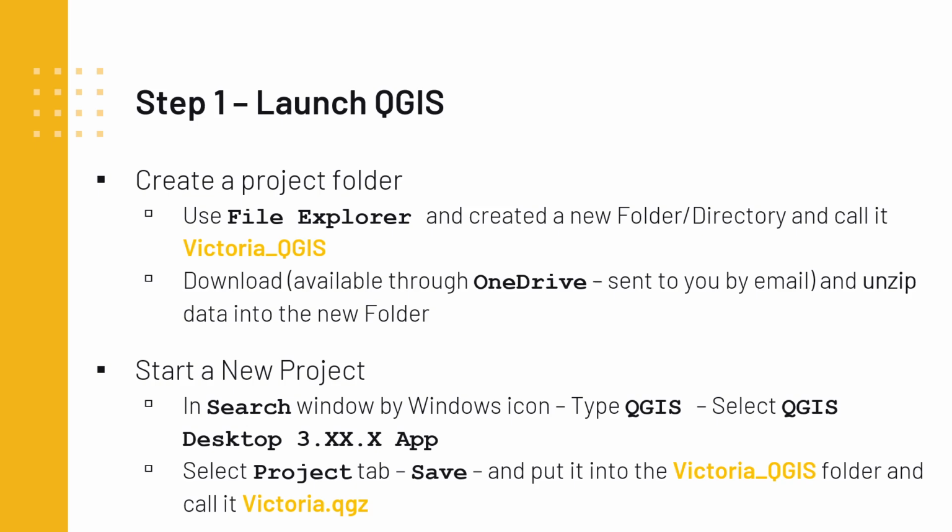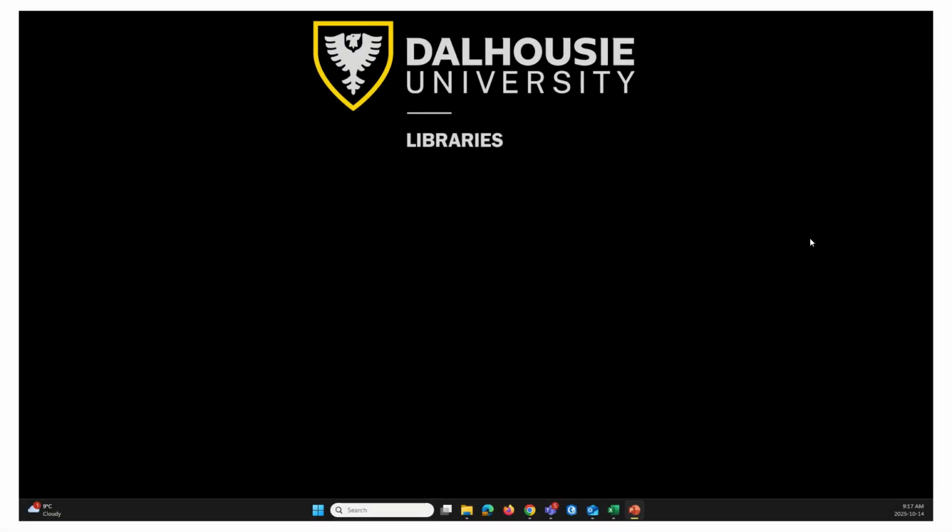Once it's opened, I'd like you to select the Project tab near the top, choose the Save option, and you're going to put this inside the Victoria_QGIS folder that you just created. I'd like you to call this project file victoria.qgz. Now we're ready to get started.